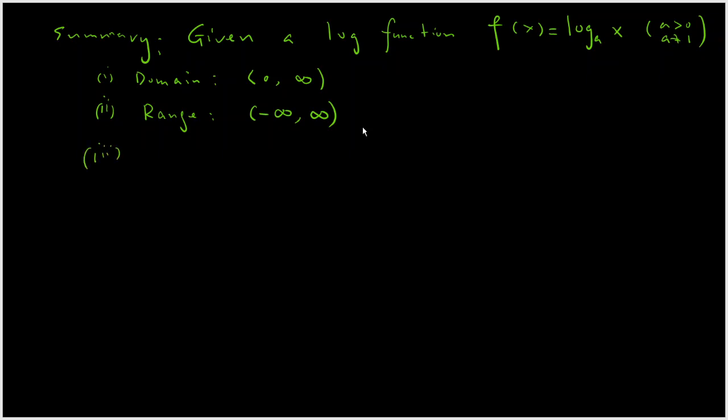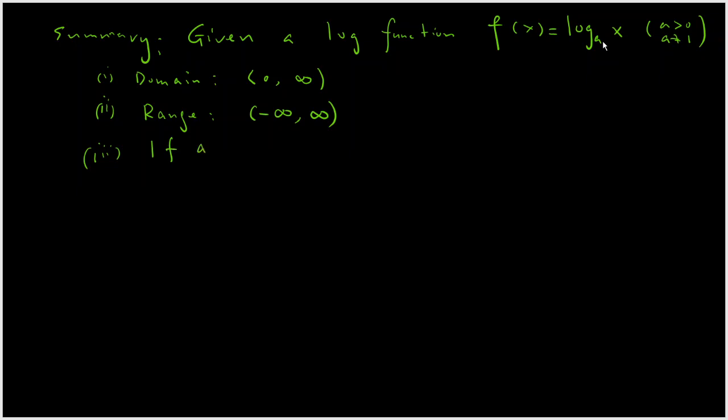Thirdly, there are two particular cases depending on the value of a. The same as before, a is a positive number not equal to 1. So there are two cases: when the base is in between 0 and 1, and the other case is when the base is greater than 1.